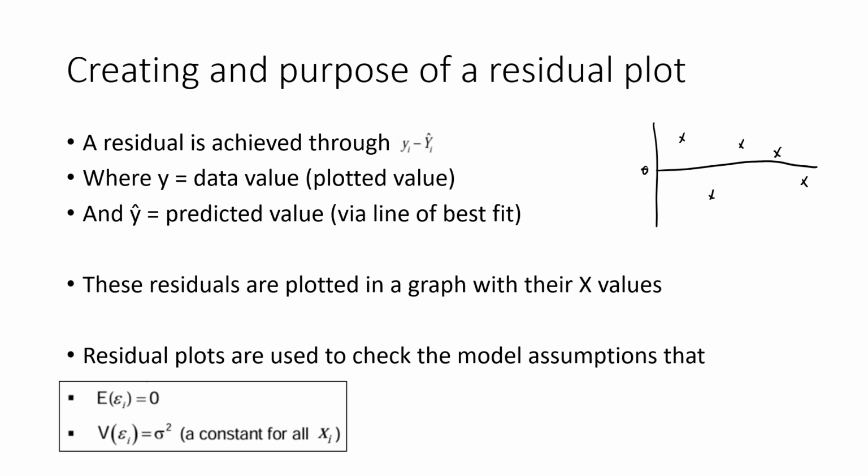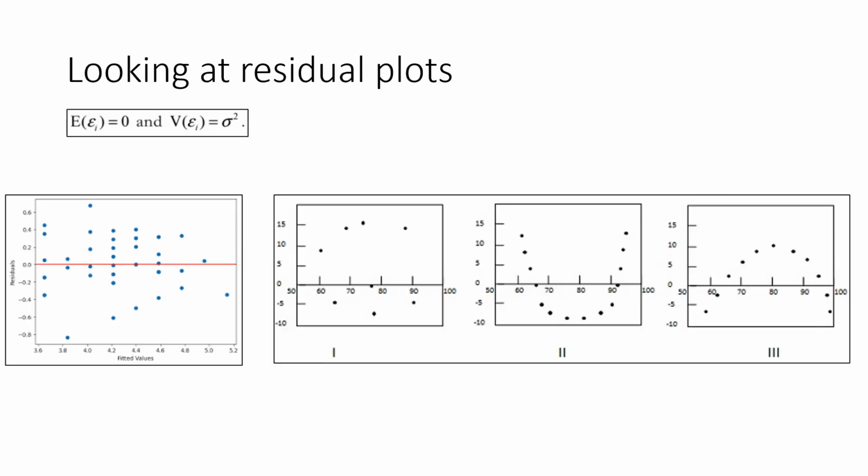Residual plots are basically used to check the assumptions that, one, the expected epsilon or residual value is 0, that however many times you've overestimated, the amount you've overestimated is similar to the amount you've underestimated, so it equals 0, and that the variance is constant. Now I'd like all of you to look at these residual plots and see if they're good, if they fit the assumptions.